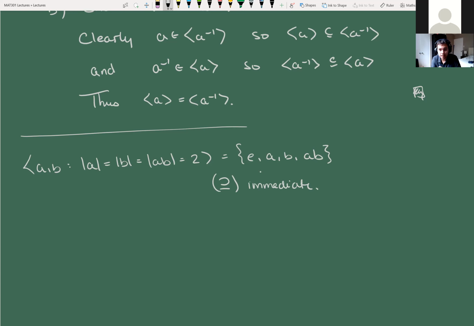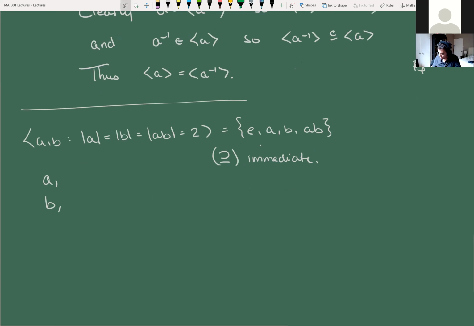So remember, the thing on the left-hand side is the collection of all possible words you can make, assuming that A squared is the identity, B squared is the identity, and AB squared is the identity. So the fact that you get this subset inclusion is immediate because all those things on the right are words. Now what you want to show is that every single word on the left-hand side can be reduced to one of those 4 things. Okay, so what do words typically look like? Well, A is certainly a word, B is a word, AB is a word.